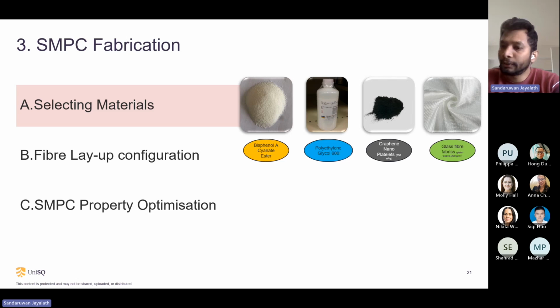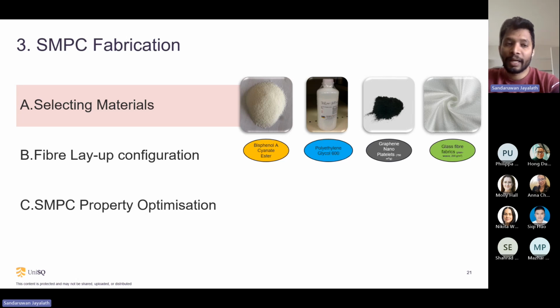We decided to use glass fiber because of previous research done by our other group members. We found that when it comes to shape memory programming and recovery, the flexibility of glass fibers has an added advantage for these particular movements, rather than much stiffer carbon fiber and even basalt fiber. That is one of the reasons we went with glass fiber.